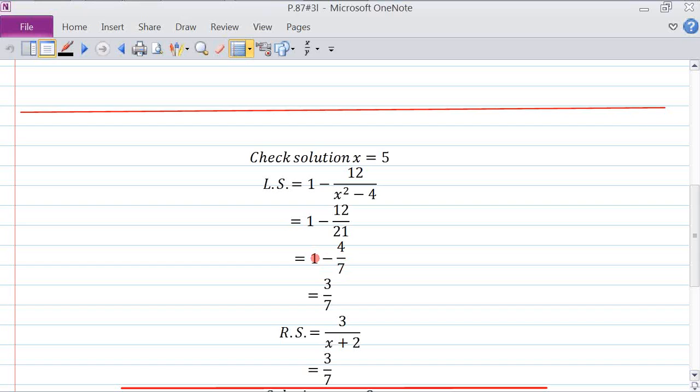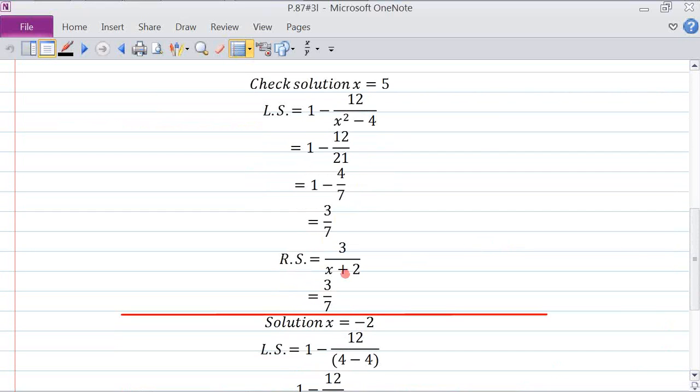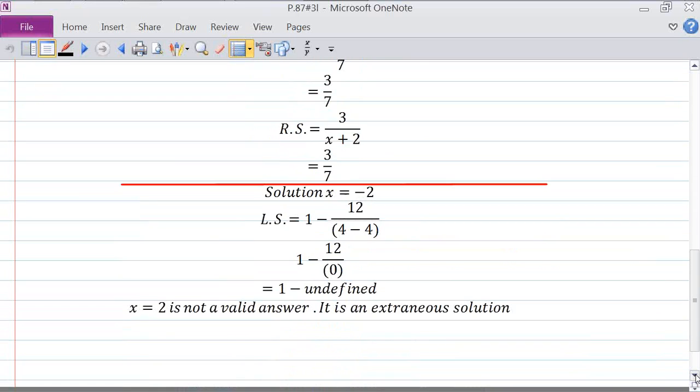1 is 7 over 7. So 7 minus 4 over 7 is 3/7. Now if I put the right side of the equation, I have 3x plus 2. I'm going to put x equal to 5 here. 5 plus 2 is 3/7. So the left side equals the right side, so that's a valid solution.